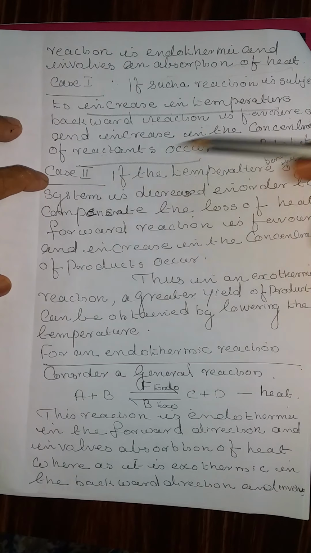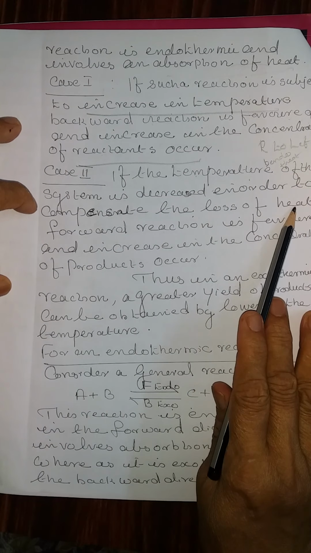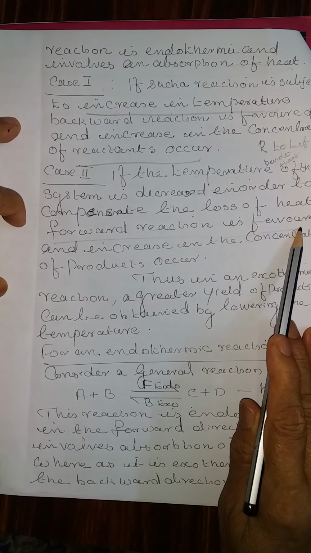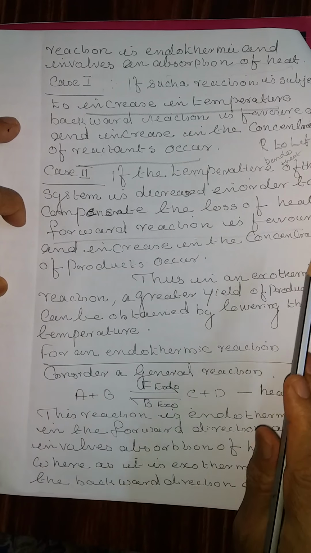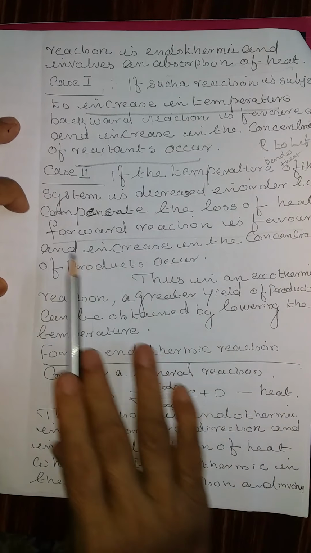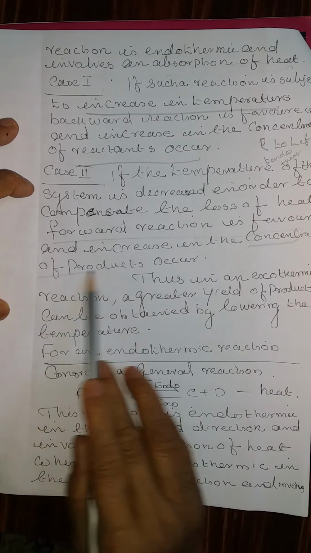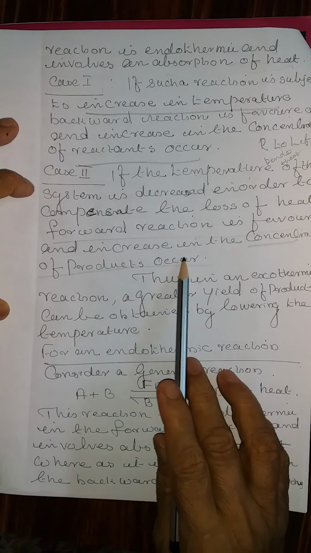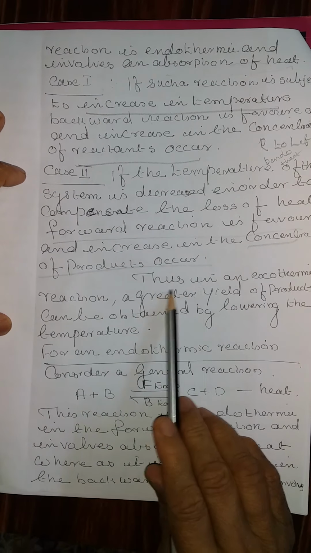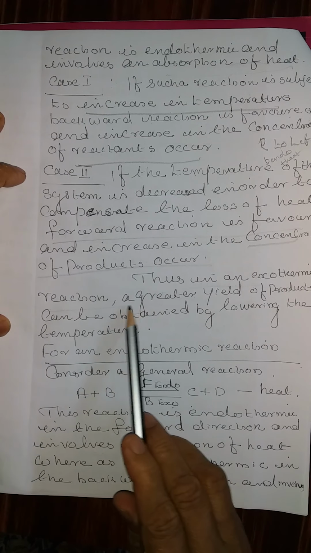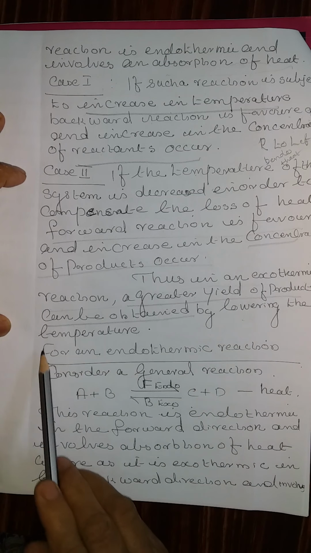Case 2. If the temperature of the system is decreased, in order to compensate for the loss of heat, the forward reaction is favored because there is loss of heat. Therefore, we have to produce heat and maintain the situation. Therefore, the forward reaction is favored and there is an increase in the concentration of the products. That means A and B react together and form more and more C and D. Thus, in an exothermic reaction, a greater yield of the product can be obtained by lowering the temperature.